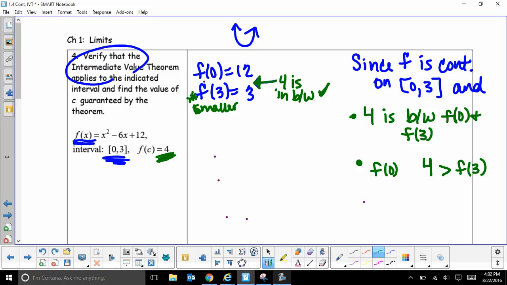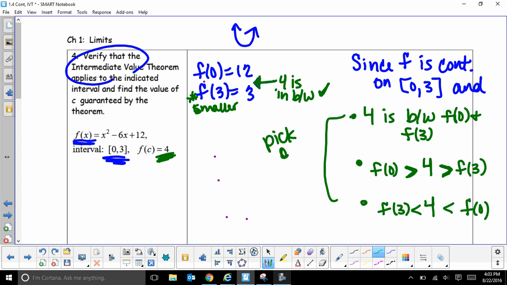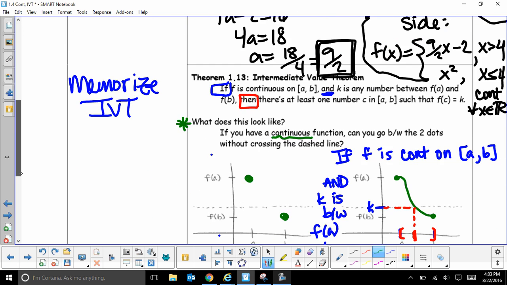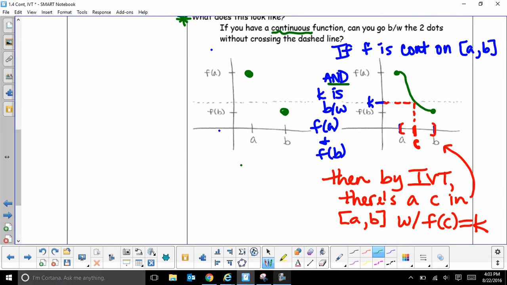So you would need it pointing to f of 3 and opening towards the 4. And then 4 is smaller than f of 0. So f of 0 is greater than 4, which is greater than f of 3. Or you could put 4 in the middle and put it in order of what was smallest to largest. f of 3 was smallest, less than 4, less than f of 0, which was biggest. You only need to pick one way of writing this, not all of them. But if you go back to our theorem, we had to talk about continuity, which we did, and then we had to talk about this k value, which we now did.